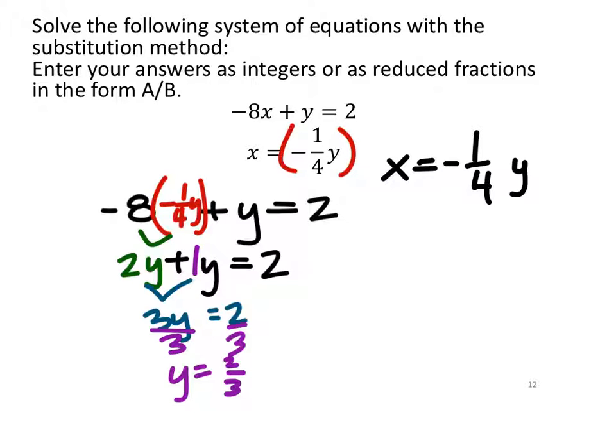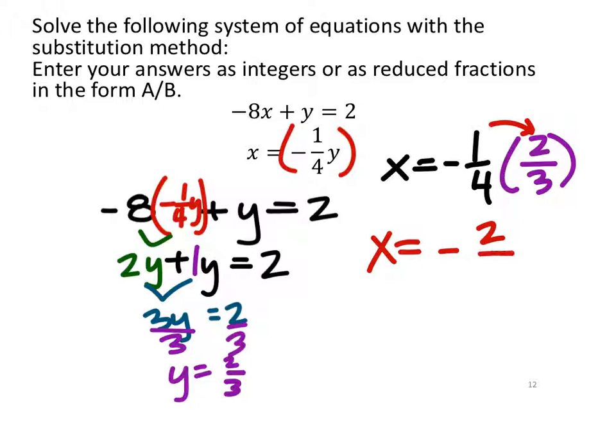It's already isolated. So I'm going to replace the y with the y value we found, negative 2/3, and that is multiplied. So 1 times 2, that's fraction multiplication. You guys got calculators that'll do that. 4 times 3 is 12. We'll simplify it. x equals negative 1/6.